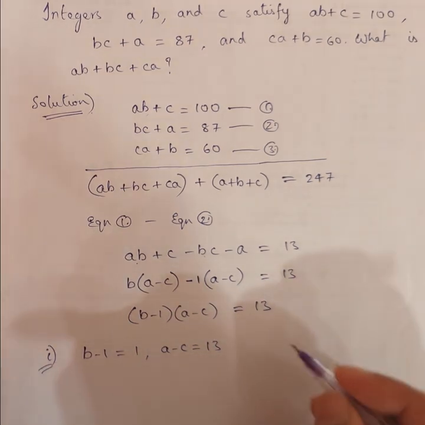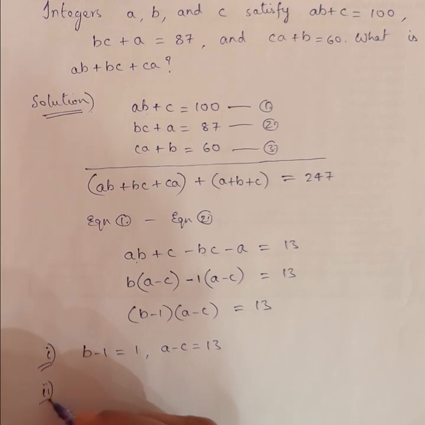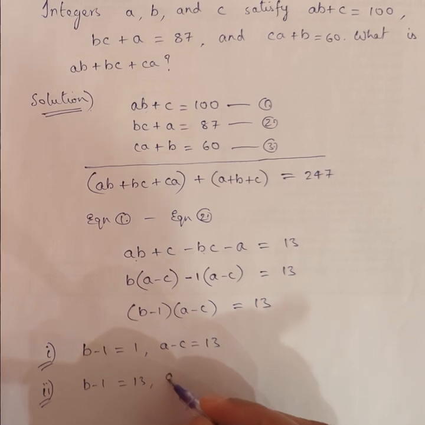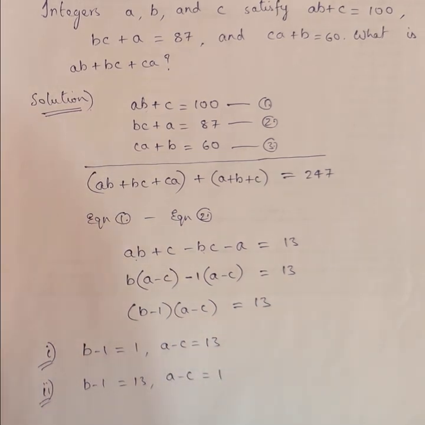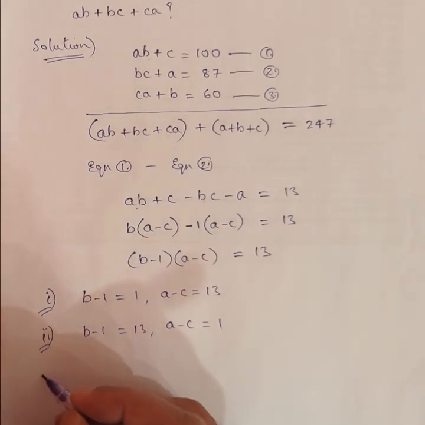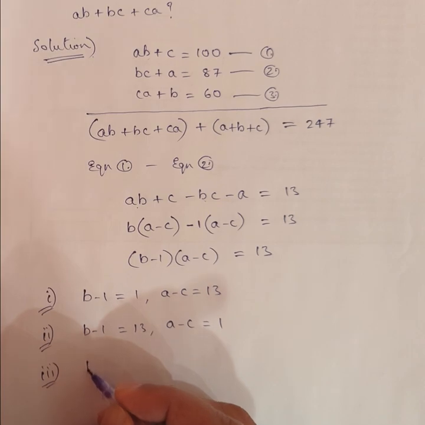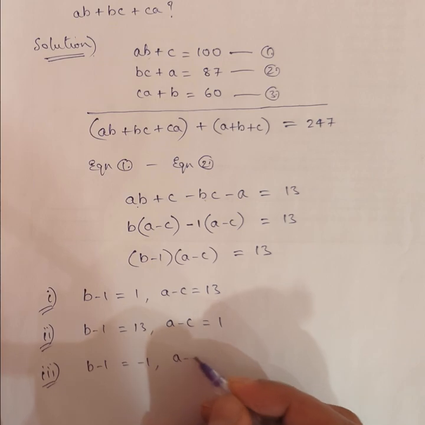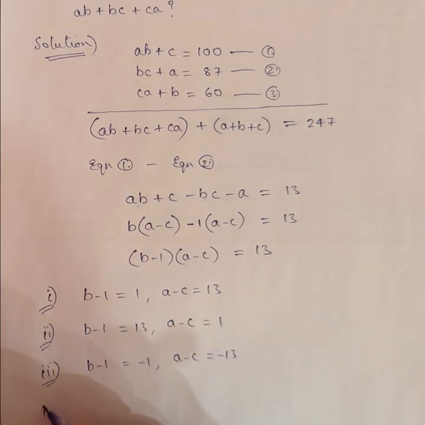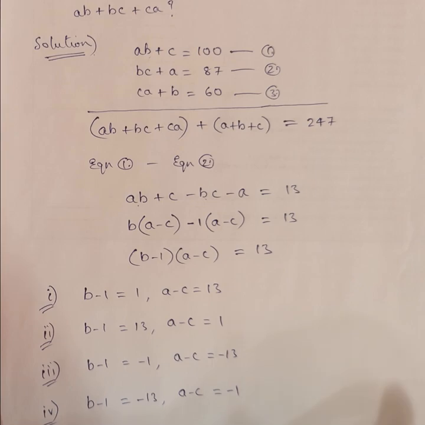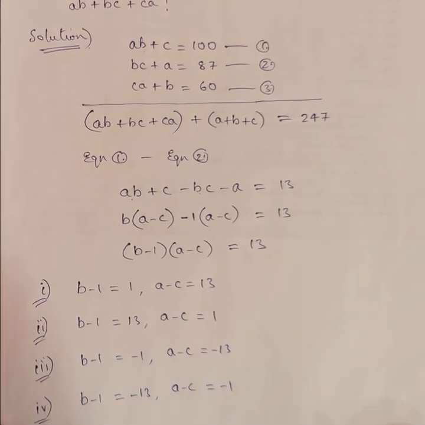What about the second case: b minus 1 is 13 and a minus c is 1. So 1, 13, 13, 1. The other two possibilities are -1 and -13, or -13 and -1. Now let's see which of these could be eliminated right away.